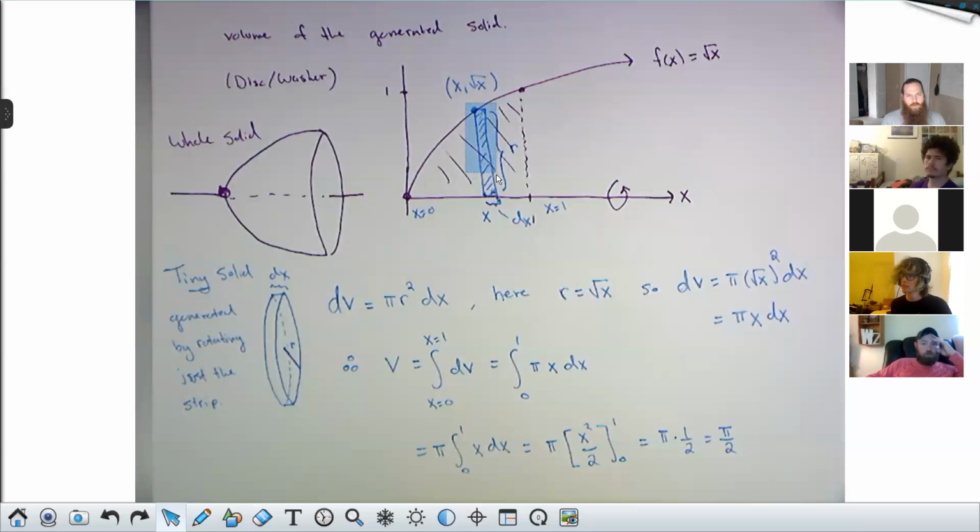Sketch the region, draw the strip, and then imagine rotating just the strip. That's the little solid dV. Once you have a formula for the area or the volume of the little solid dV, you integrate that. So those are the steps I would break it down. Sketch the region, draw the strip, rotate just the strip. That will generate the little solid dV. Find the volume of the little solid dV, then integrate that. If you break it down into those fundamental steps, it'll work great, not just in 6.2, but also in 6.3 when we deal with the other methods.